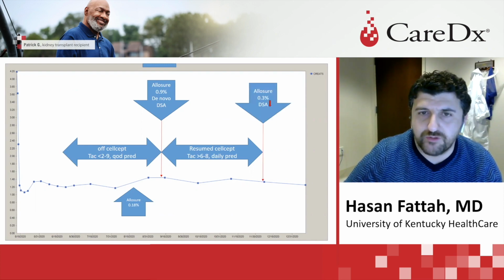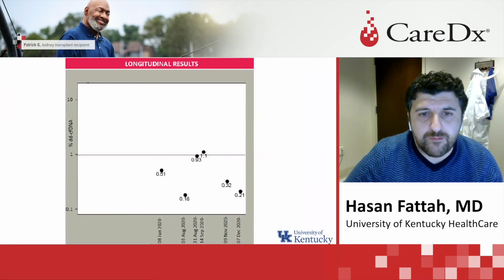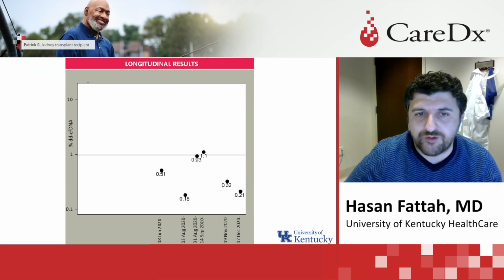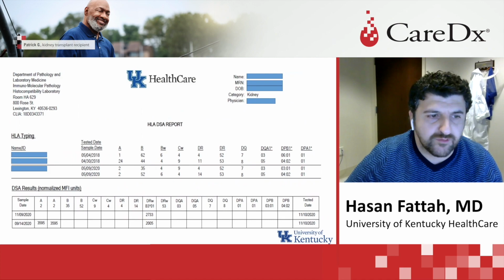And her follow-up AlloSure showed a significant decline in her value from 0.9% to 0.3%, with almost disappearance of her donor-specific antibodies. This is her follow-up AlloSure since the time she was kept on maximized immunosuppression to the most recent visit, which showed her AlloSure almost declining to the pre-diagnosis value. And this is her most recent follow-up HLA report, which showed absence of A2 antibodies.